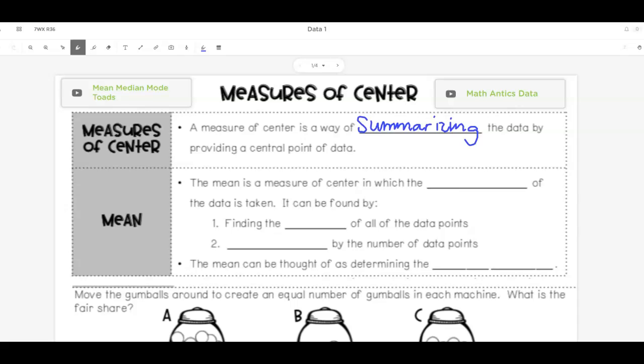All right. The mean is a measure of center in which the average, summarizing the average of the data, is taken. It can be found by finding the sum. First we have to add them up, the sum of all the data points. Second step is dividing by the number of data points. So if I'm adding up 3 things, I'll have to divide by 3. If I'm adding up 8 things, I'll have to divide by 8.